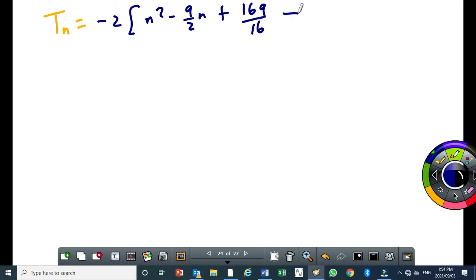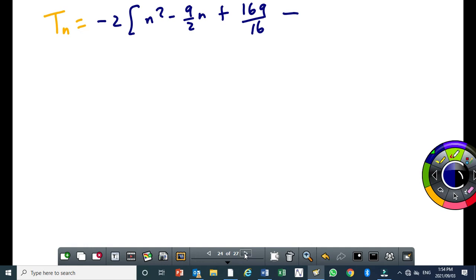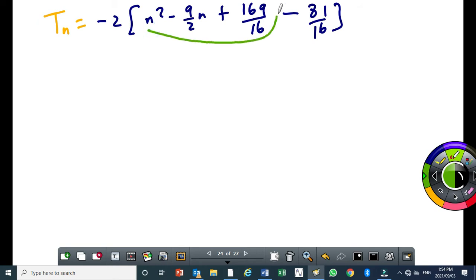Minus 81 over 16. Minus 81 over 16, then you close the bracket. Okay? Now, here, when you get here, you need to be aware that this is a perfect square trinomial.